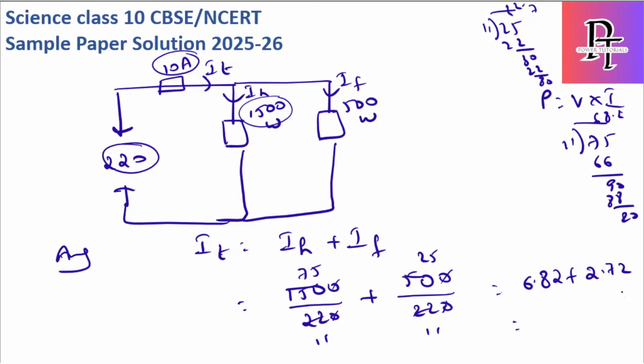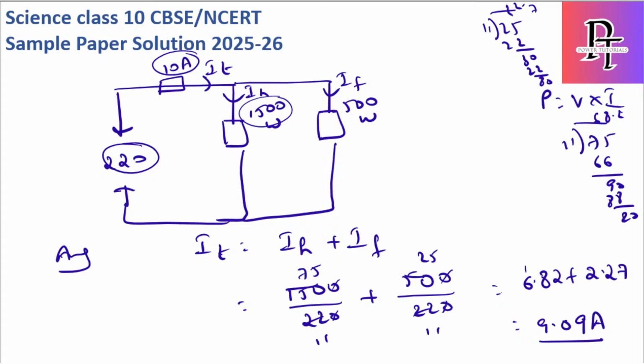Small correction, it is 2.27, not 2.72. Now if I add these two: 8 plus 2 is 10, 2 plus 7 is 9, and 6 plus 2 is 9. So I got the value as 9.09 amperes as the total current, and the fuse rating is 10.